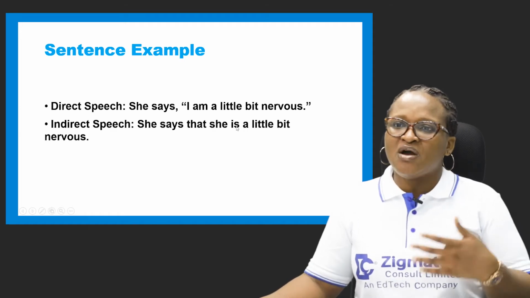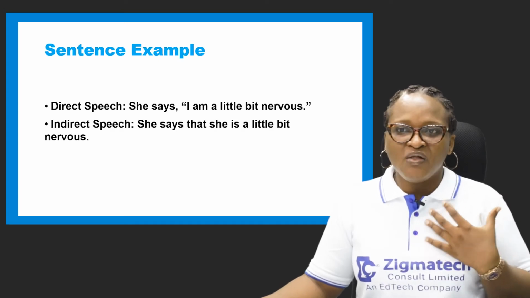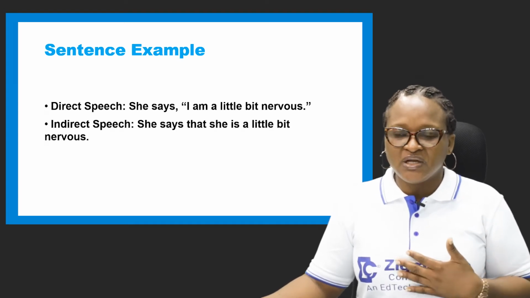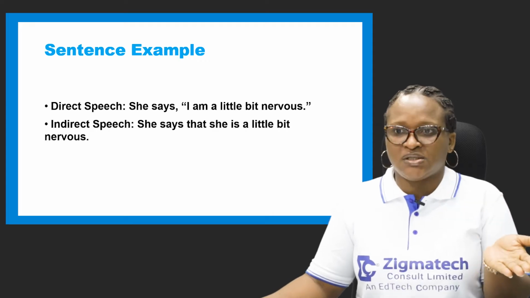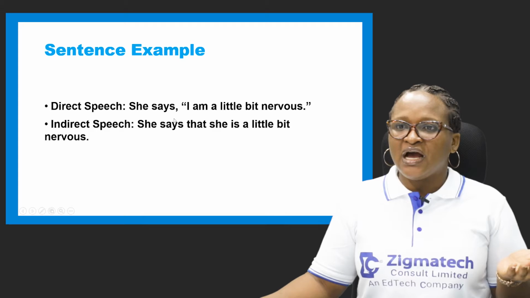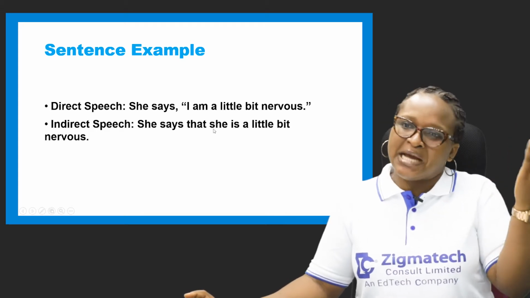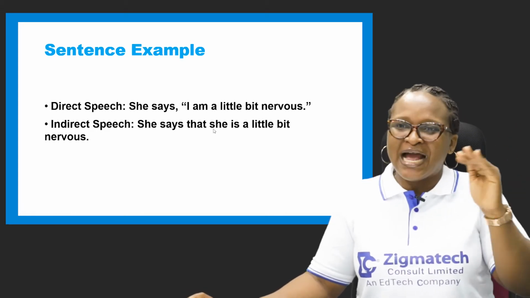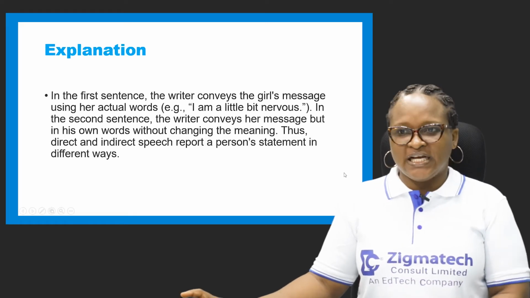So I have to report what has happened. I'm not the one undergoing whatever, but some other person is undergoing the process of being nervous. Because I'm not the one, I'm reporting what I heard, I will report she is. I'm not she. I can't say she am, or I can't say I am, because I am not the one experiencing it. All right, let's look at this explanation.